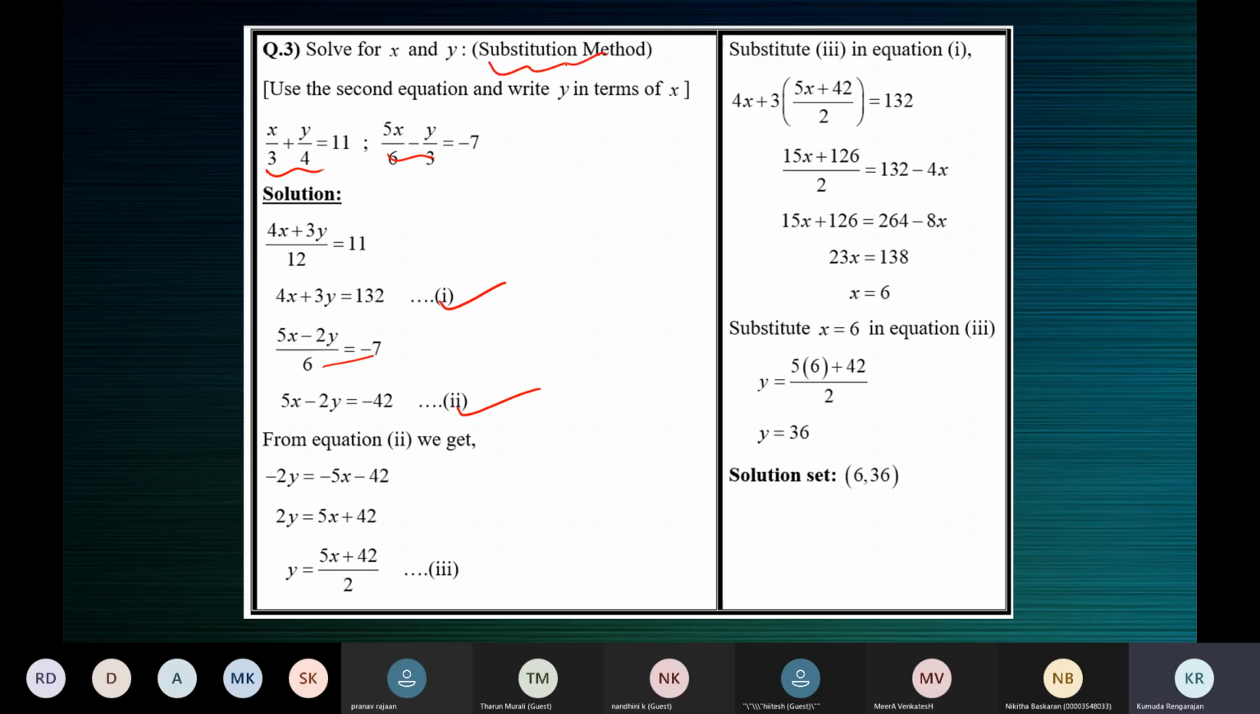Substitution method. Okay. Second equation. Which is the second equation? This is the second equation. And you must write y in terms of x. So you can see here, using the second equation, we have written y in terms of x. Then we substitute. Find the value of x and hence find the value of y. Please work. See, the method is already familiar to you, which is why I'm not explaining.